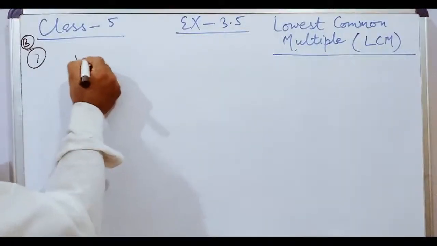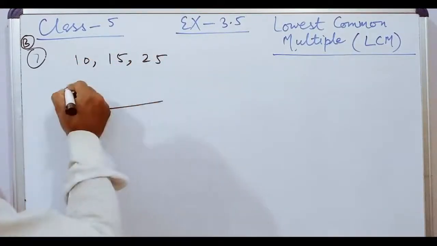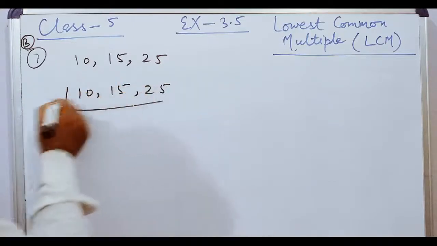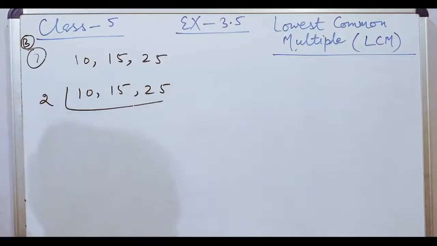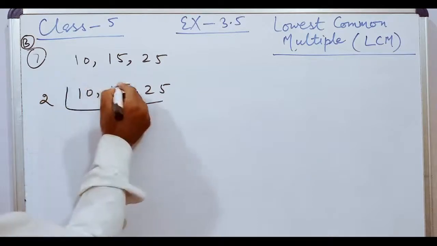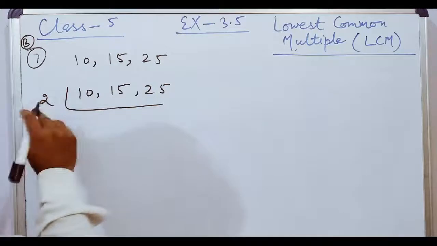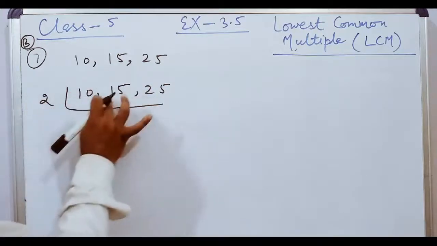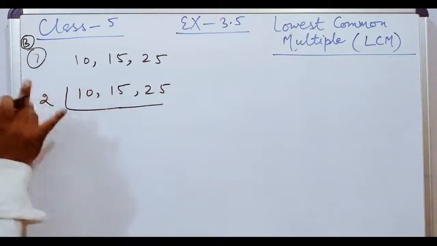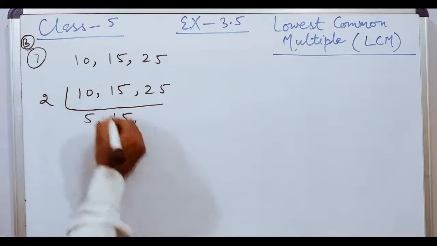Dear students, 10, 15, 25. Now we have to find the LCM of 10, 15 and 25. Now 10 divided by 2. Why? Because it is an even number, it is divisible by 2. It doesn't matter that every number should be divided by 2. If any one number is divisible by 2, then we will divide. 2 5s are 10. Now 15 we will write the same.